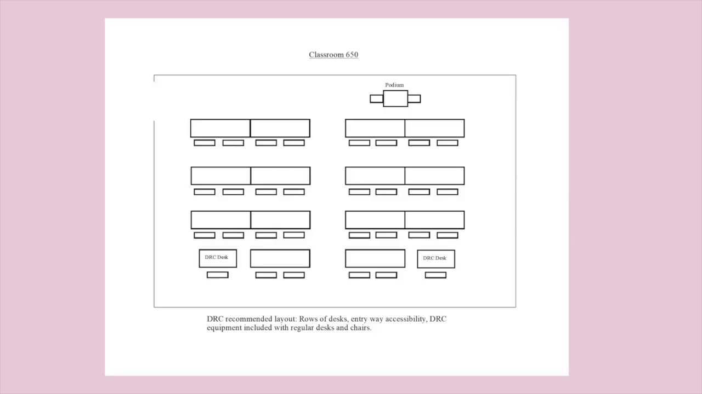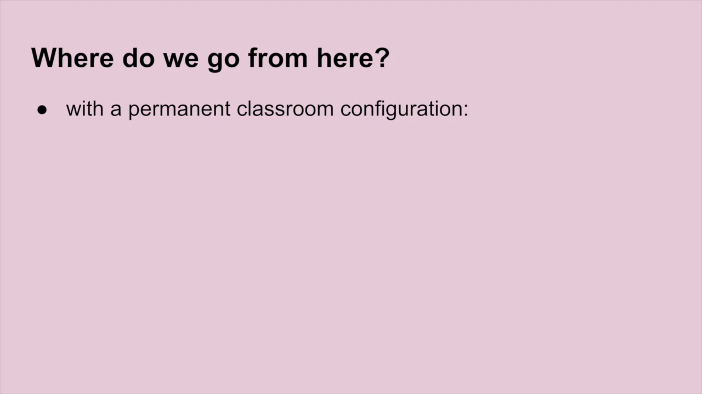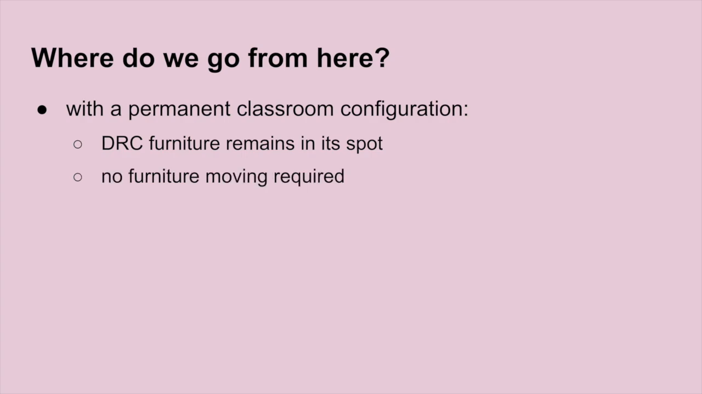The blueprint shown here was designed by the DRC for room 650. It has a wide center aisle from the back of the room to the front, space between the rows of desks that's at least 3 feet, a 60 by 60 space behind each of the DRC desks, and a path to maneuver from the doorway to the DRC desks. In an ideal world, the furniture would stay in this exact position forever. It wouldn't move, so no one would have to worry about whether their DRC furniture is in the right place or not, and no one would be responsible for moving the furniture back to an accessible layout because it would already be there.